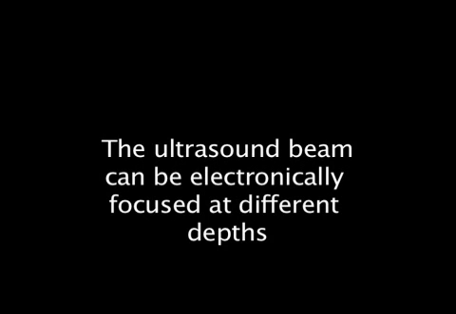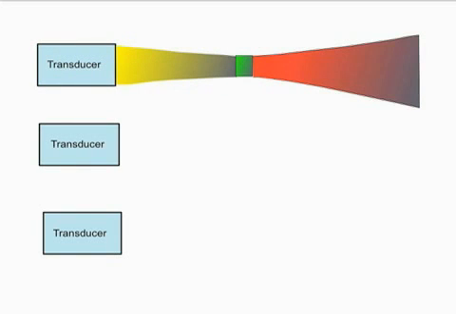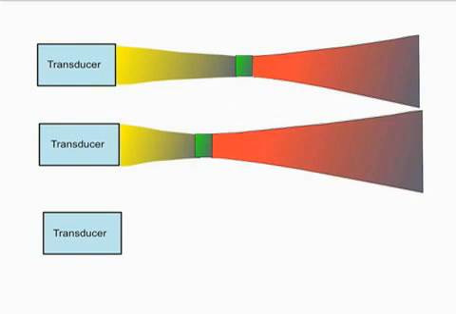It should be noted that the ultrasound beam can be electronically focused at different depths. This is demonstrated here in this cartoon. We have 3 transducers, and we have 3 different depths at which the focal zone has been placed.